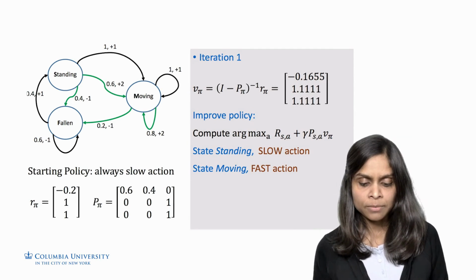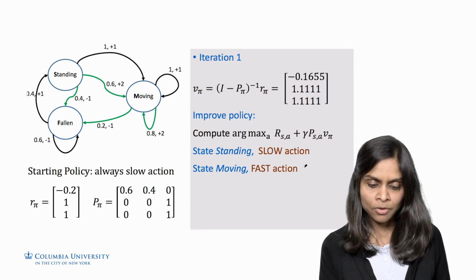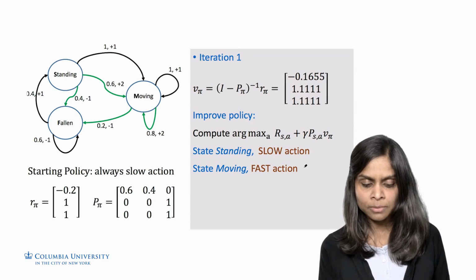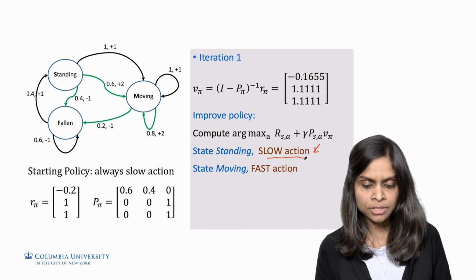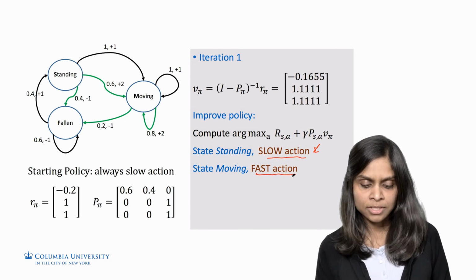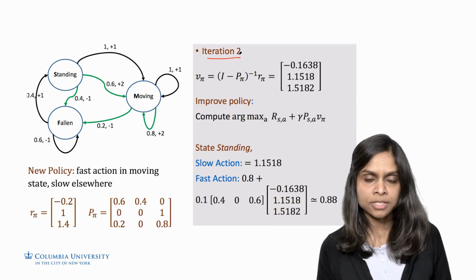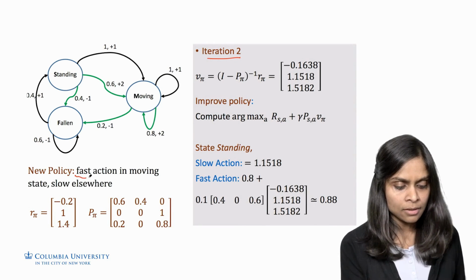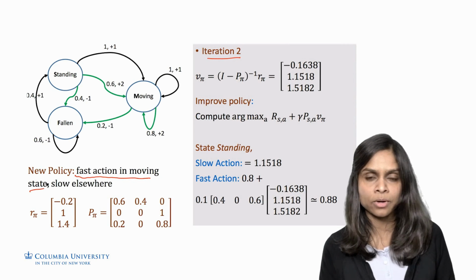So now we have an improved policy, so to say, which has decided that it'll keep taking the slow action in the fallen state because that's the only action available in fallen state. In the standing state also, it will keep taking the slow action as before, but this new policy will take fast action in the moving state. The next iteration, iteration 2, starts with this new policy. The new policy, to summarize, is that it takes fast action in the moving state and slow elsewhere as before.